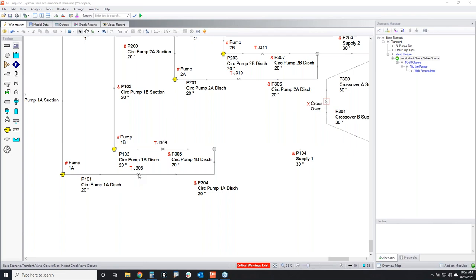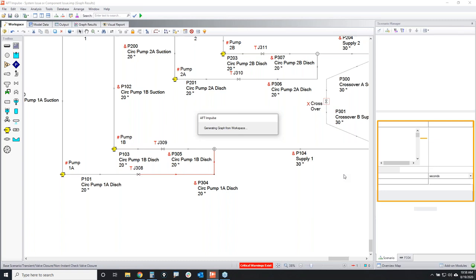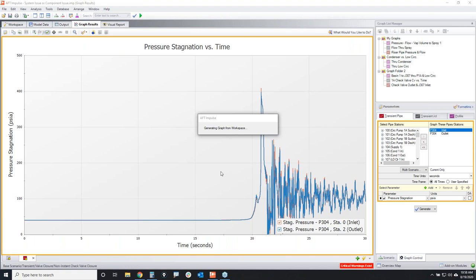So what does this do to the pressure at the check valve? Well, if I select that pipe again and we take a look at the pressure, it just takes a moment to graph because it's got a lot of data. I can actually compare this to the previous scenario. So what I'm going to do is click on that drop down menu and say select scenarios, and let's see what happens between those two scenarios.